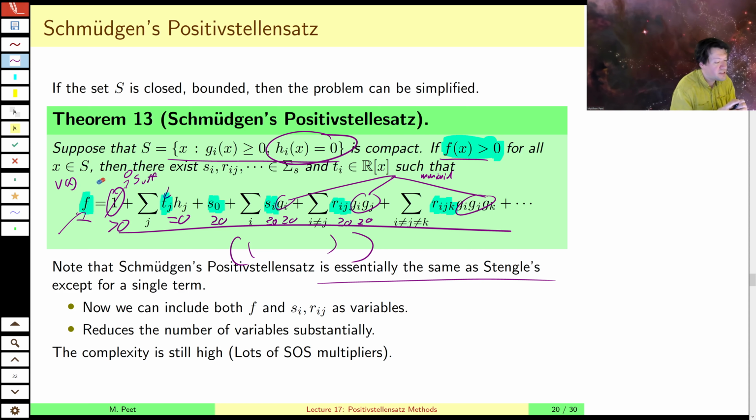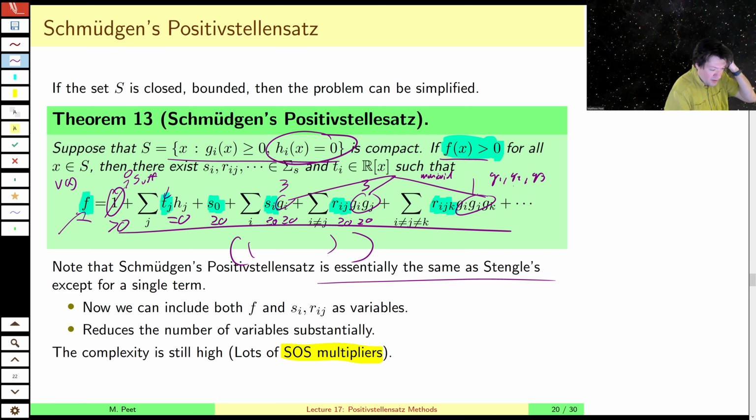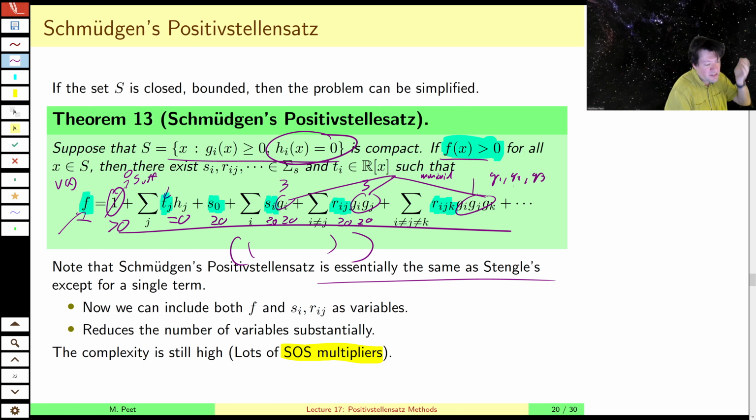It is rather complex, has lots of SOS multipliers, right, because it has to include all of those products. So in like the linear representation, if we had 3 terms, if we had 3 G's, G1, G2, G3, then how many multipliers do we need? Well, we need 3 here. We need products here, so that's 1, 2, 3. There's 3 terms here, and actually there's only 1 term there, so we need all of those. So there's actually 7 terms there.